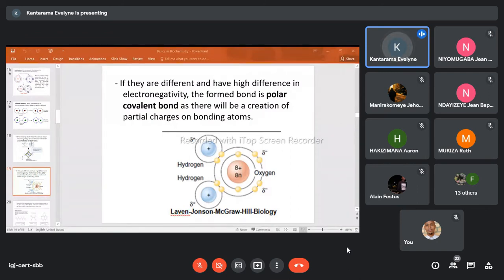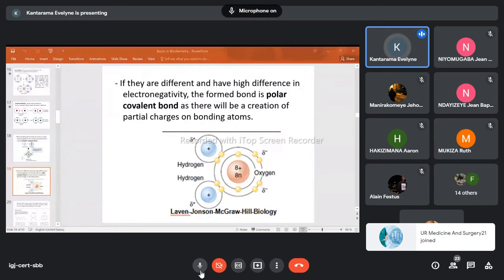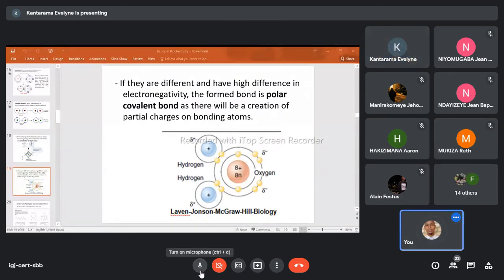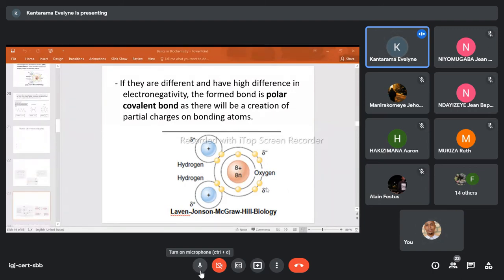Now, van der Waals forces: interaction between non-polar molecules which temporarily become polar because of unequal distribution of electrons around their atoms. They can be attraction or repulsion. Yes. It is not shared. Oh, sorry. Let me check.